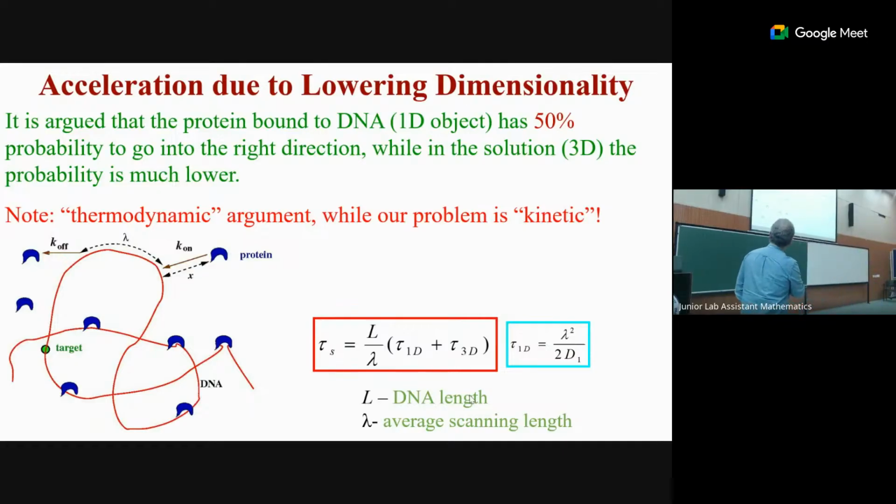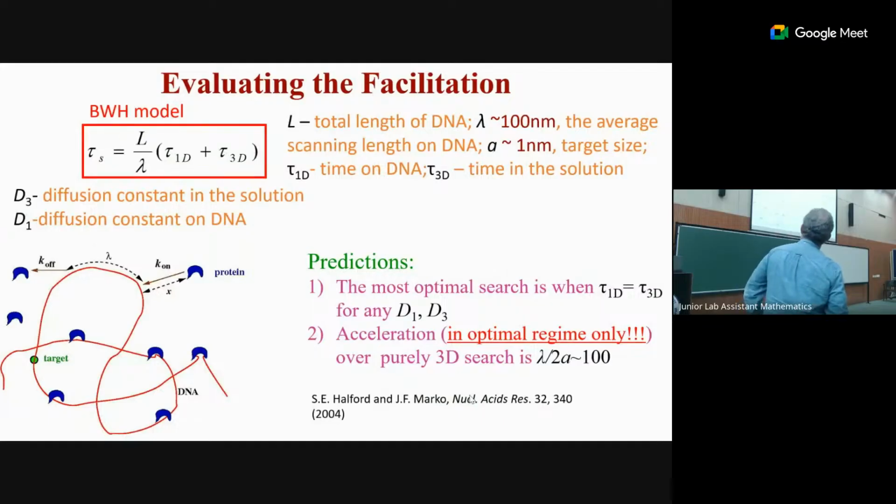This is the so-called thermodynamic argument, or in mathematical language, a probability argument, while I was trying to explain dynamics, how fast you can reach something. The problem is kinetic or dynamic. Good. But this approach allows you to have a very simple formula for the time to find the target on DNA.